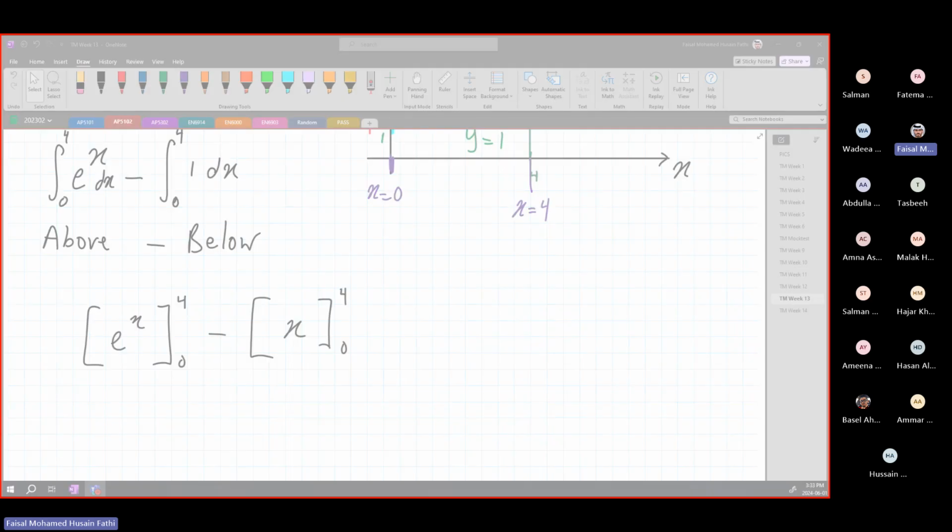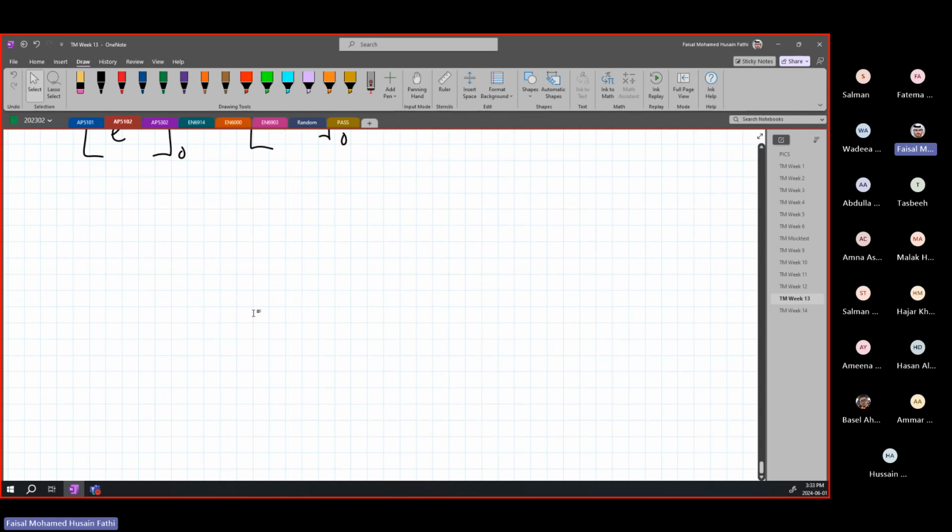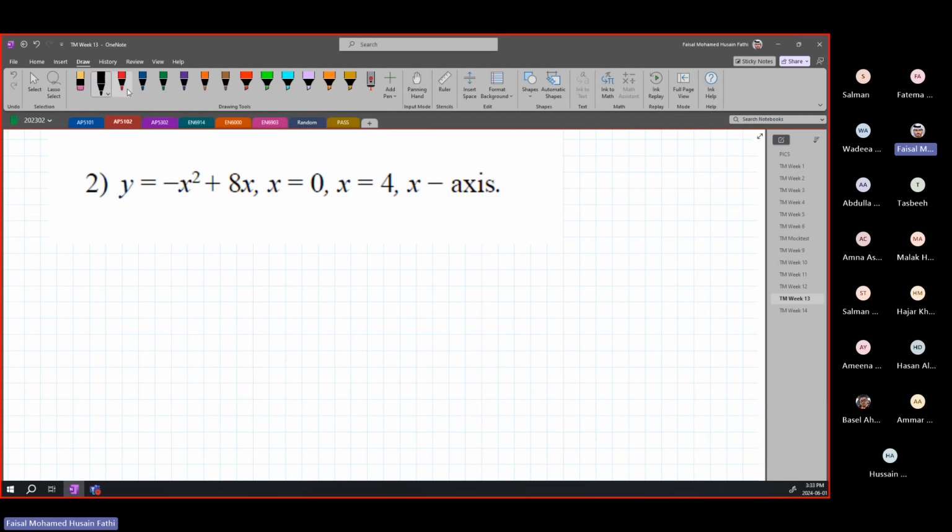So let's look at, for example, this question. The question says, find the area bounded by these curves, all right? So we have three curves. We have y is equal to this formula, then we have x is equal to 0, and x is equal to 4, and the x-axis.